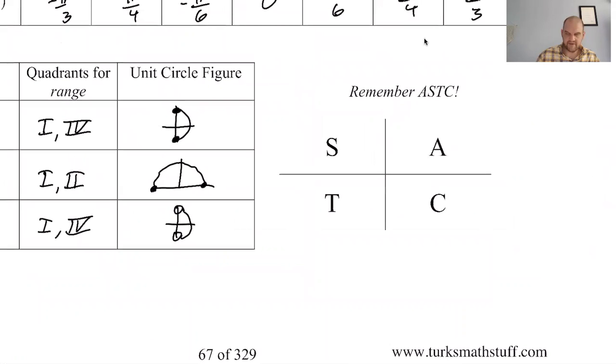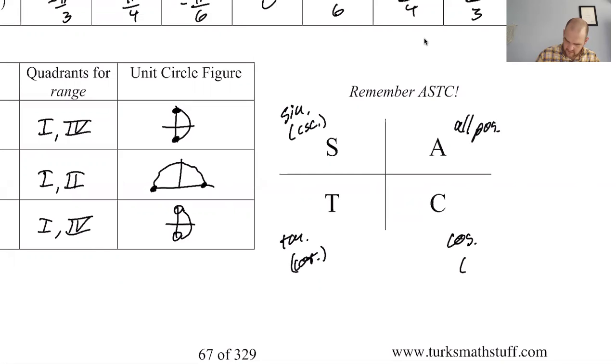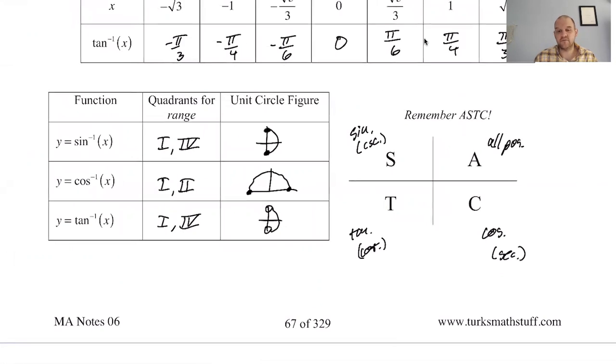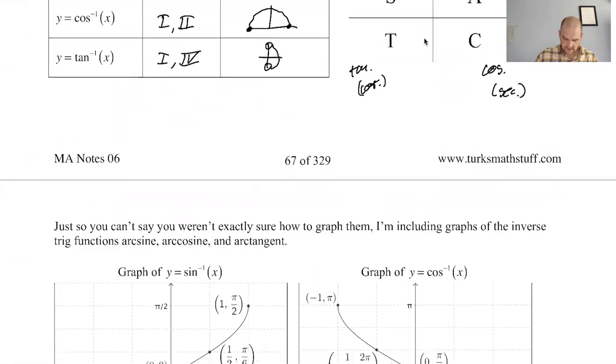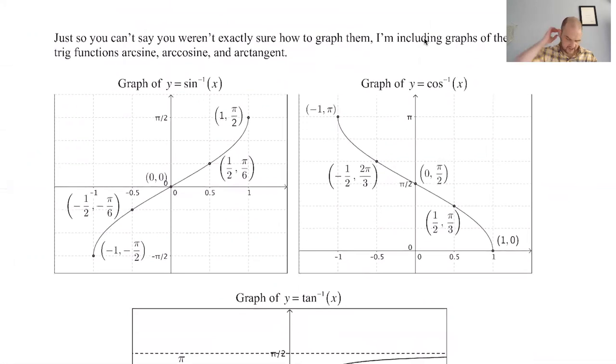And then we have ASTC, right? All positive, sine, cosecant positive, tangent, and therefore cotangent, and then cosine, and therefore secant positive. So that's really useful when you're just looking at quadrants. And then I just typed it up.